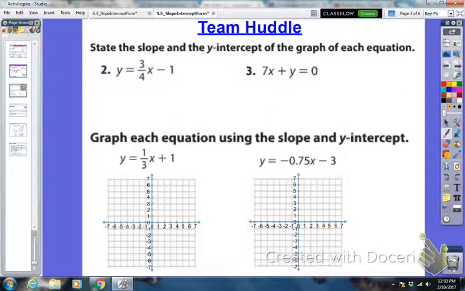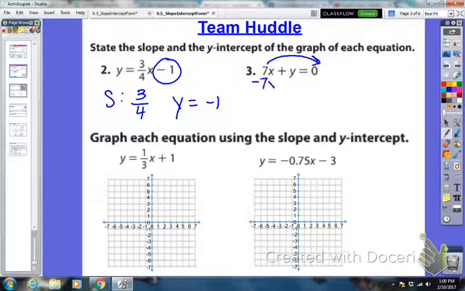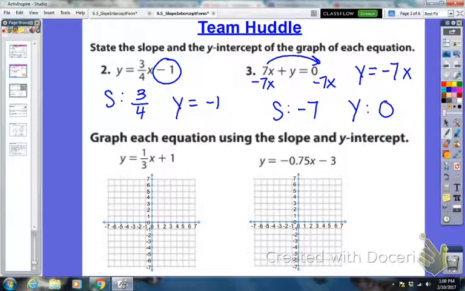So this was our huddle. I'll just quickly go through what we did in class. My slope is 3/4. The y-intercept is negative 1 because of the subtracting 1. On this one, you have to get the 7x to the other side by taking 7x away from both sides. So it looks like y equals negative 7x. So your slope is negative 7, and the y-intercept, it didn't have anything, so it's 0.